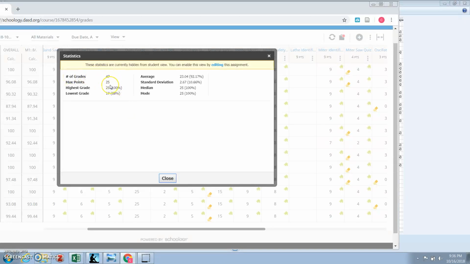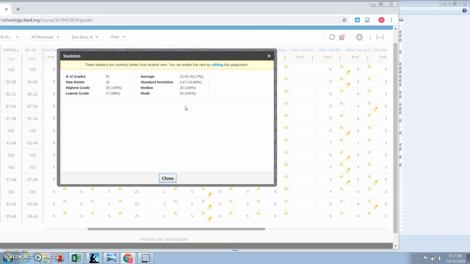It tells you that, hey, overall there's 47 grades. On this class there's not that many, but it looks at, since I have them linked, a total of all of them, tells you what the max points they could earn, the highest grade, the lowest grade, your average grade. So then you look at the standard deviation based on where they sit, and then you can look at the mean, or the median, and the mode.